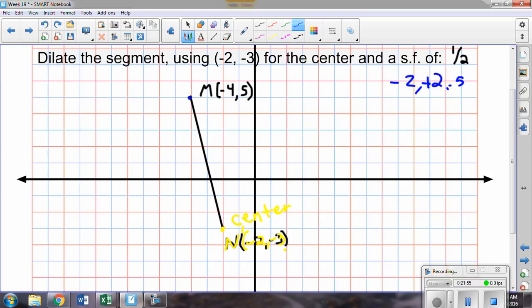Positive 2.5. Okay, so this one, we have a gap of 2 becoming a gap of 1. And this is a gap of 8 becoming a gap of 4. So 1 to the left, 1, 2, 3, 4. So not 2.5, but 2. And so M prime is located at -3, +1. Those are the coordinates for it.